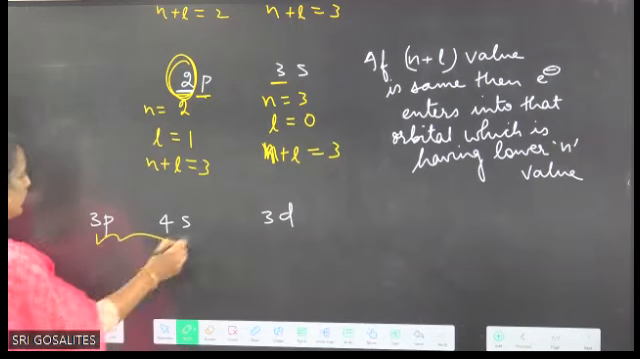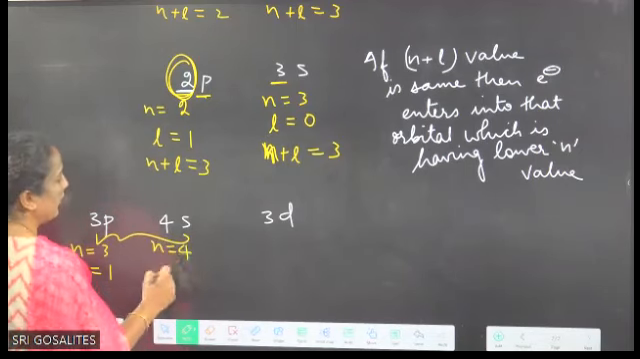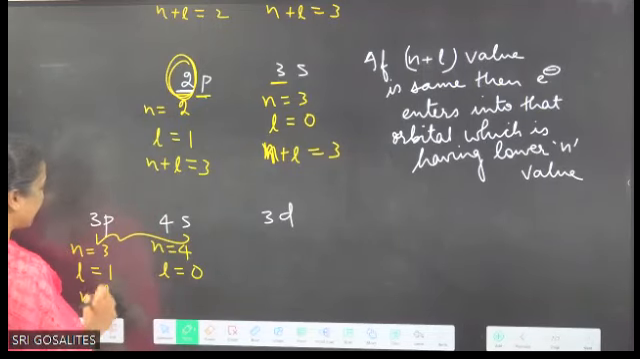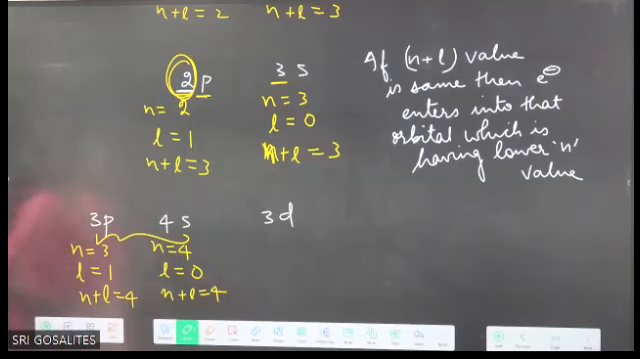So for this, if you see, N is 3, L is 1. Here N is 4, L is 0. So N plus L is what? 4 here. Here also N plus L is 4. Now where should the electron enter first? 3P or 4S? 3P. Very good. So the electron will enter 3P first.